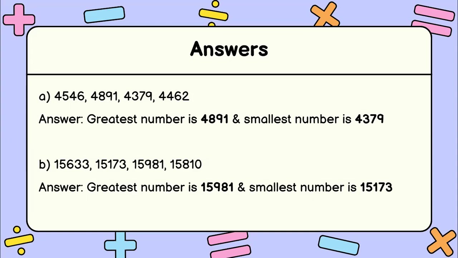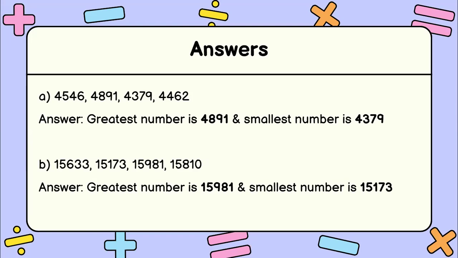This solves our question. So, of course, the greatest number will be 4891 because 8 is the largest in 3, 4, and 5. 8 is the largest. Then we have 4379 for the smallest number, as it's the smallest in 5, 8, and 4.